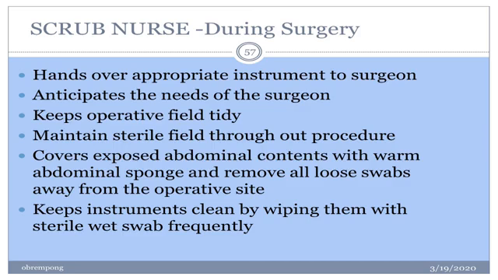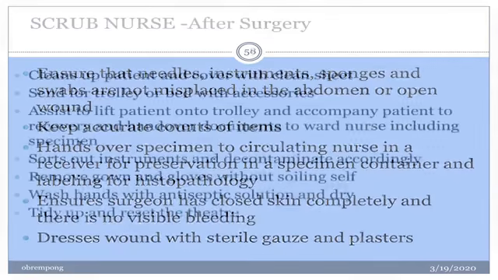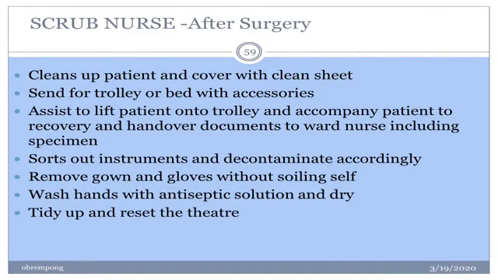Maintain sterile field throughout the procedure. Cover exposed abdominal content with warm abdominal sponge and remove all loose swabs away from the operative site. So that is the responsibility of the scrub nurse during surgery. After the surgery, it is the responsibility of the scrub nurse to clean up the patient, cover the patient with clean sheets, send the trolley or bed and other accessories to the appropriate areas, assist to lift the patient onto the trolley and accompany the patient to recovery, and hand over documents to the ward nurse, including specimen.